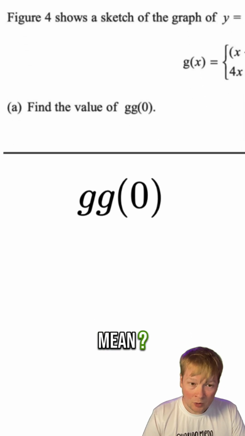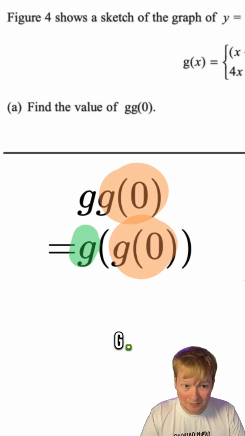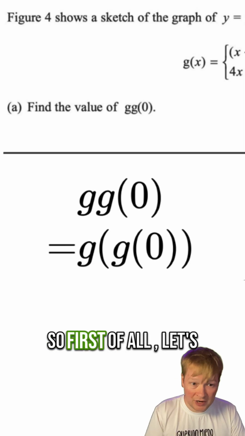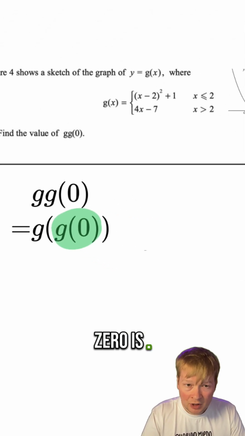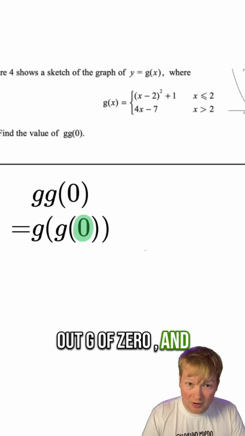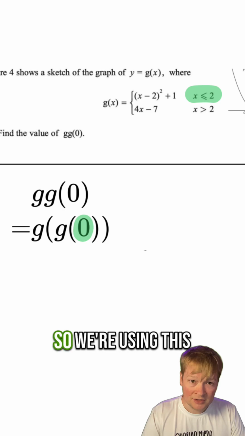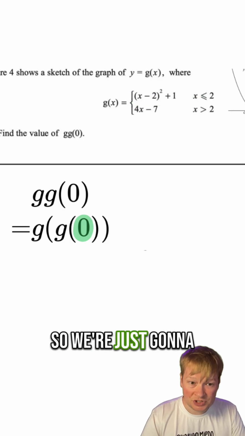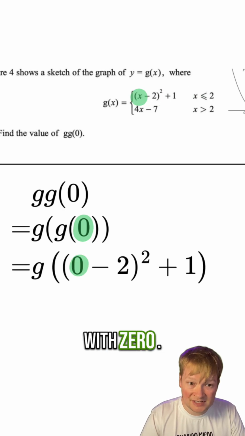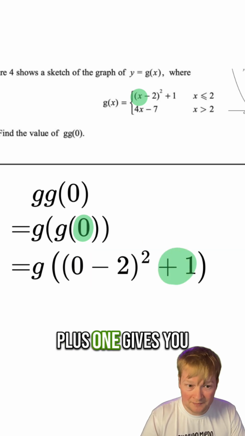What does that mean? Well, it means find g of 0, and then substitute that into g. This is called a composite function. So first of all, let's work out what g of 0 is. Which of these two parts would I use? Well, we're working out g of 0, and 0, is that less than or equal to 2 or greater than 2? It's less than or equal to 2. So we're using this part of the equation. So we're just going to replace the x here with 0. If we do the number crunching on all of this, minus 2 squared is 4, plus 1 gives you 5.